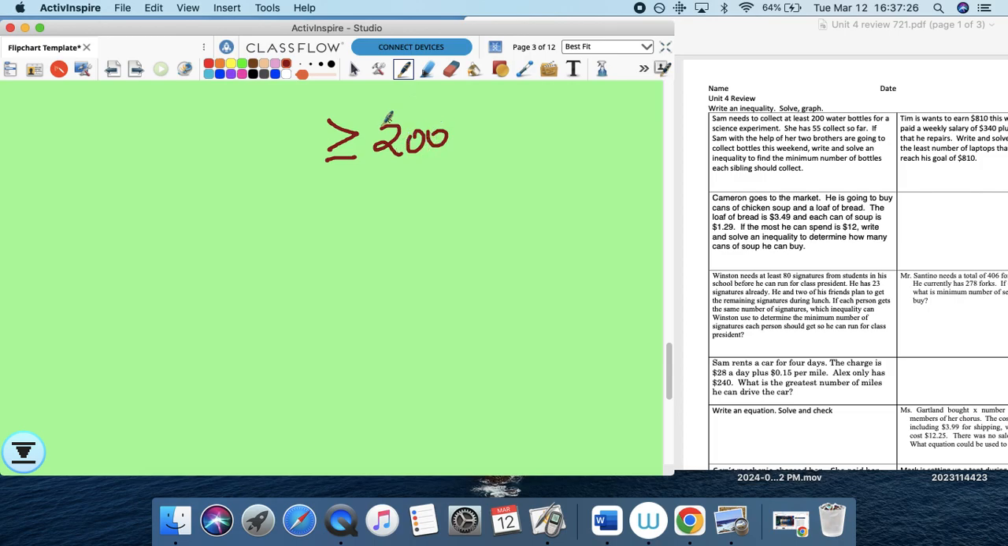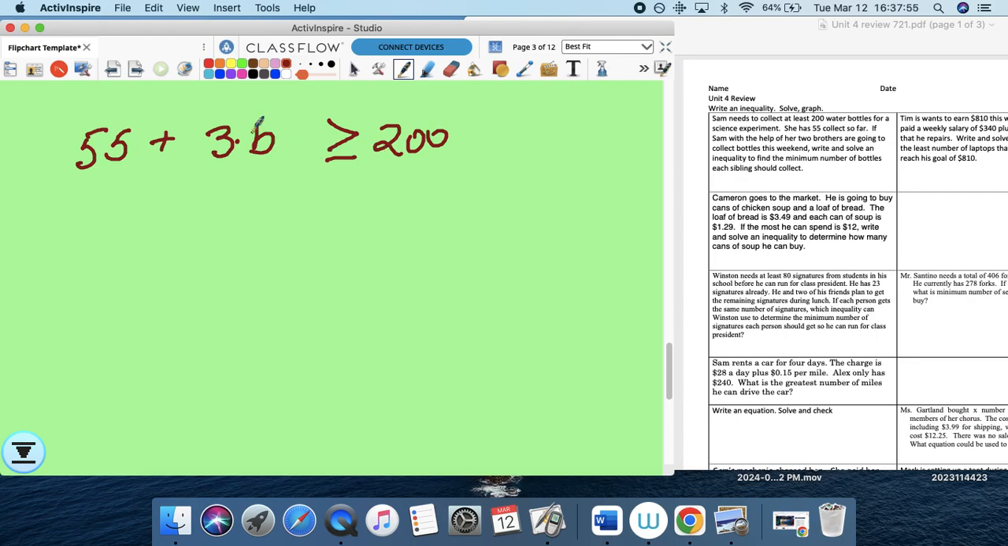She has collected 55 so far, so I can start filling. So she has 55 plus. Sam and her 2 brothers are going to collect bottles this weekend, so that's a total of 3 people, and they're each going to collect the same amount. So 3 people times the number of bottles they're going to collect, plus the 55 they already have, has to be greater or equal to 200.